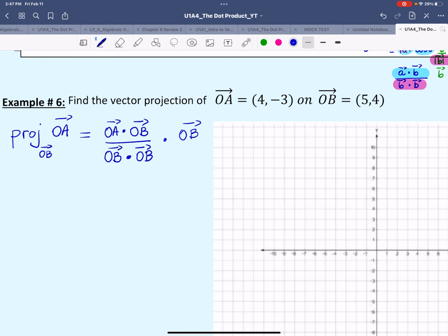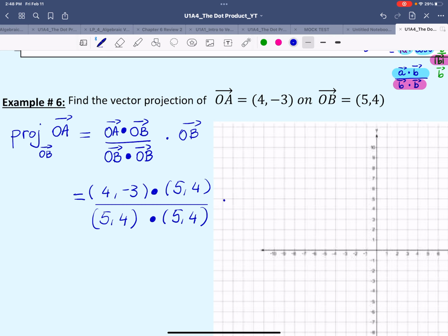Now, one thing that I want to emphasize here, remember this is dot product, and we want to make this dot very pronounced to indicate that it's not an ordinary multiplication. And this one here, I'm just going to leave it as multiplied. Now let's dot product these vectors. So we know how to do this. We have 4 and negative 3, that's OA, dot 5 and 4, over, down here we have 5 and 4 dotting itself, and then here we have the vector 5, 4, vector OB.